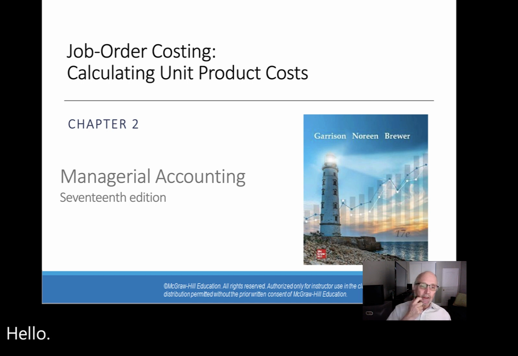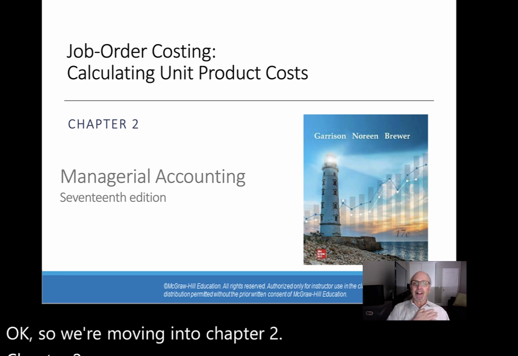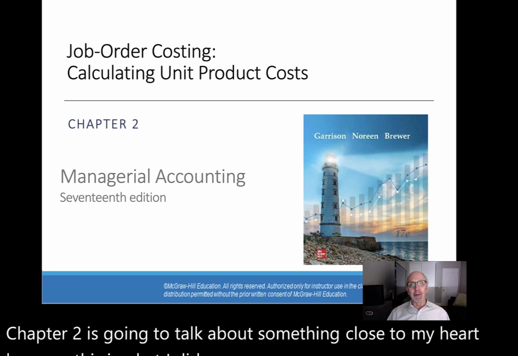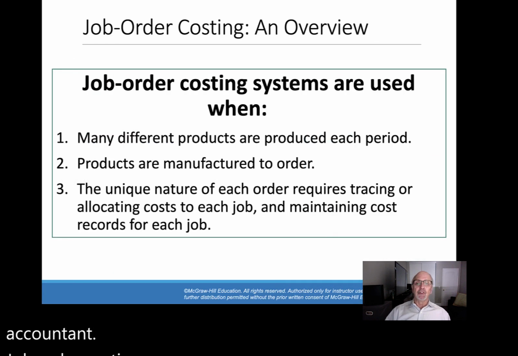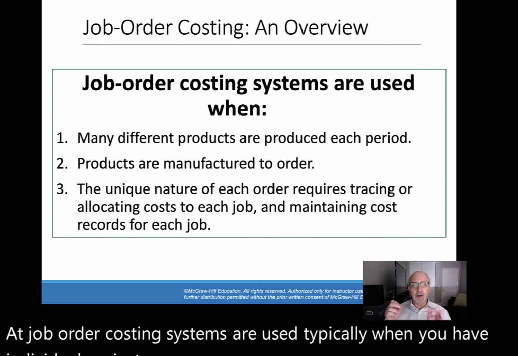Okay, so we're moving into chapter 2. Chapter 2 is going to talk about something close to my heart, because this is what I did for 25 years as a professional accountant. Job order costing. Job order costing systems are used typically when you have individual projects or products that are unique.